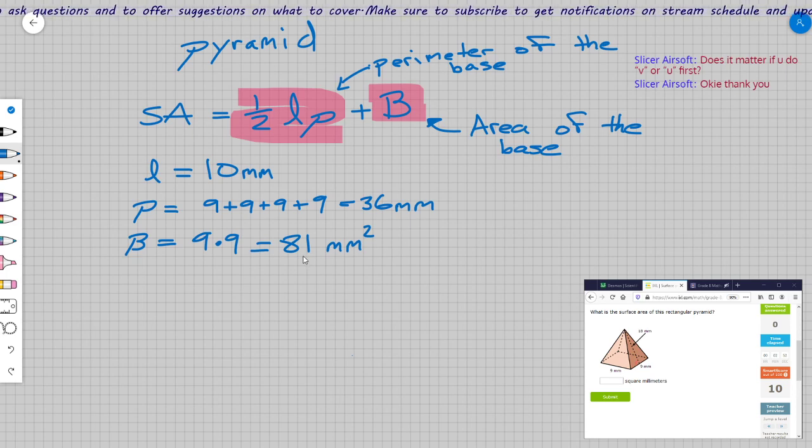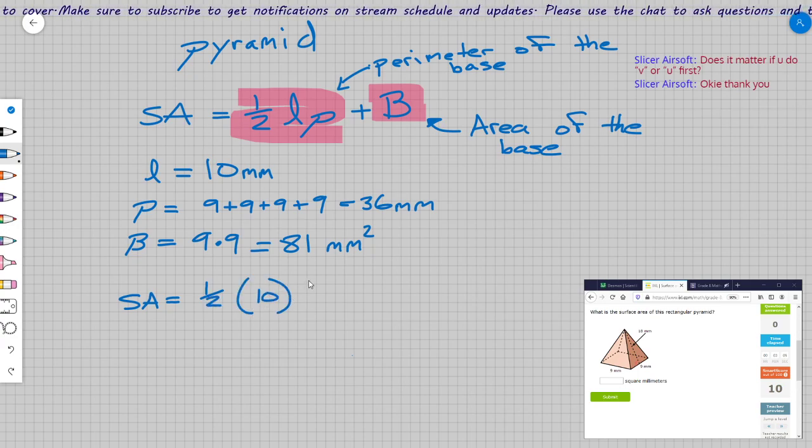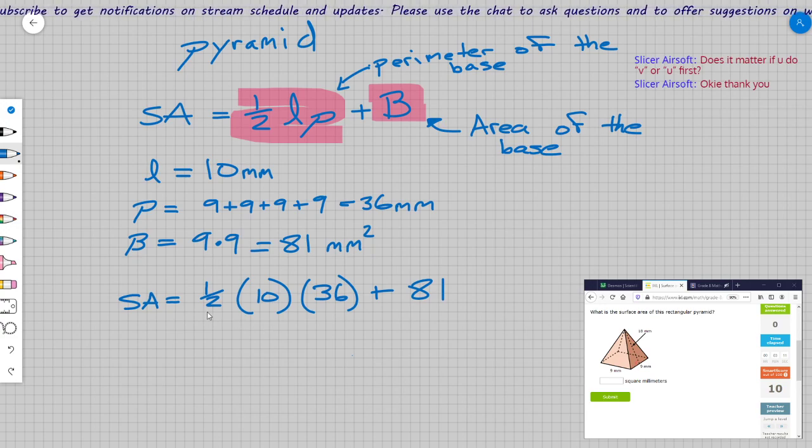All right, so we have all of our variables defined. Now we can just plug it in. Slant length is 10. Perimeter of the base was 36. And our base area was 81. Multiply 1/2 times 10 times 36.